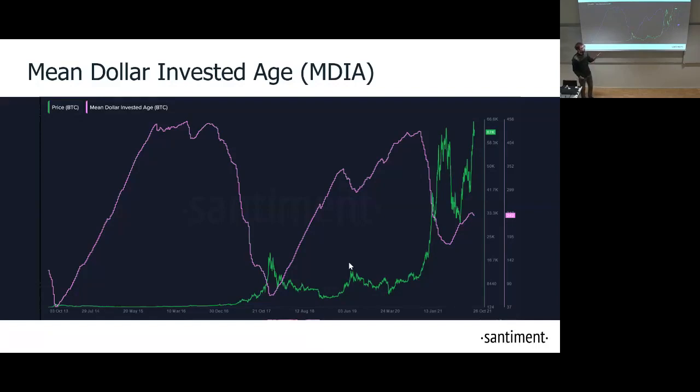We try to juxtapose these metrics with a bunch of different metrics that try to explain different parts of cryptocurrency behavior. For instance, what I'm going to show in a little bit is that this massive drop-off in Bitcoin's mean dollar invested age has coincided with a period of fairly large accumulation by addresses holding between 100 and 10,000 Bitcoin, the large Bitcoin millionaire segment of the Bitcoin audience.